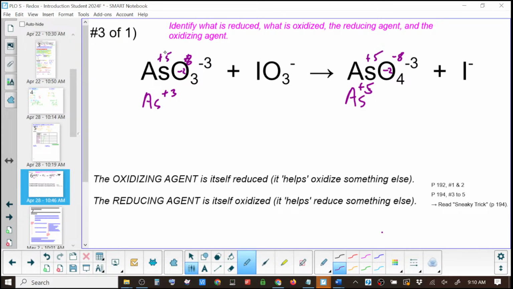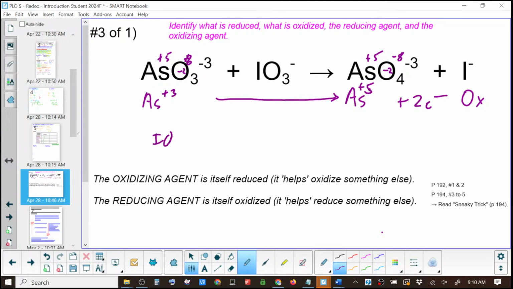Sorry, plus 3 over here. So this one, from there to there. Did this one lose or gain electrons? Gained. It became more negative. Lost. So loss of electrons, oxidation.